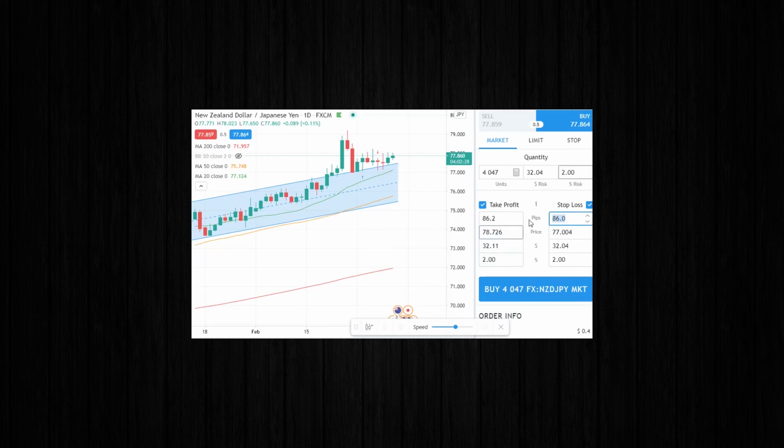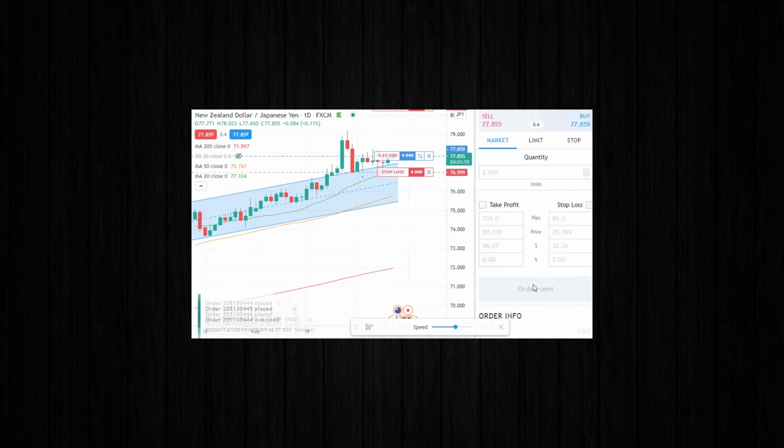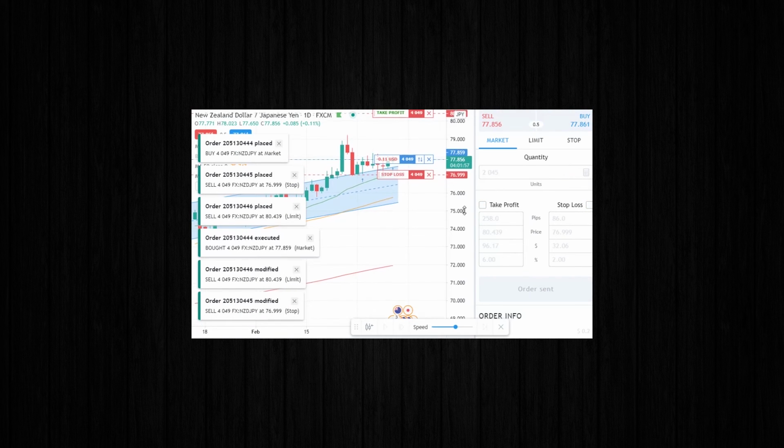Then I take this number 86 and multiply it by 3 to get my 3-to-1 risk to reward ratio. So 86 times 3 is 258. I hope that math was right. Oops. So there's my entry of stop at 77, take profit at 80.44. That's a 3-to-1 risk to reward ratio. I'm risking 2%, so it set it to that, and I would buy. And boom, there it is on the chart.